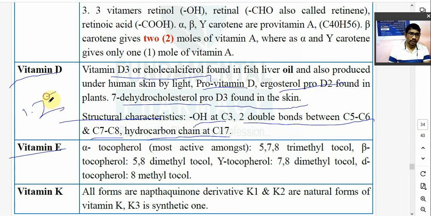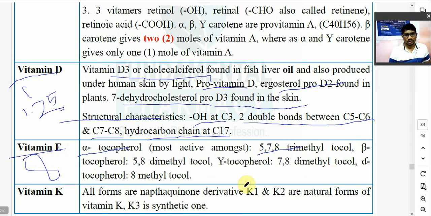1,25 dihydroxycholecalciferol, that is known as calcitriol. Calcitriol is the active form. विटामिन E मतलब क्या? It is known as tocopherol. So out of that, alpha tocopherol is the most common. It is a group of 8 vitamins: alpha, beta, gamma, delta, eta, theta वगैरह. So most common होता है alpha tocopherol. So 5,7,8 trimethyl tocol ring is there.